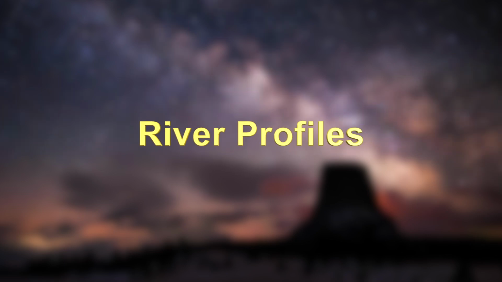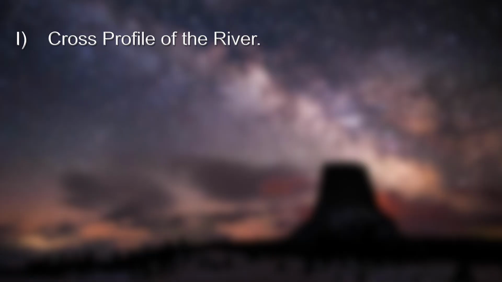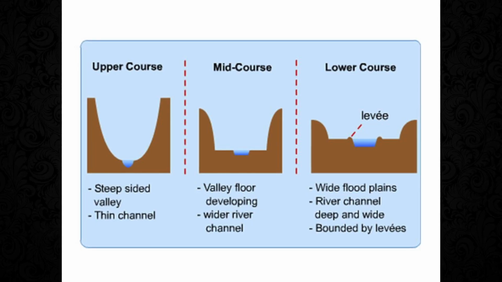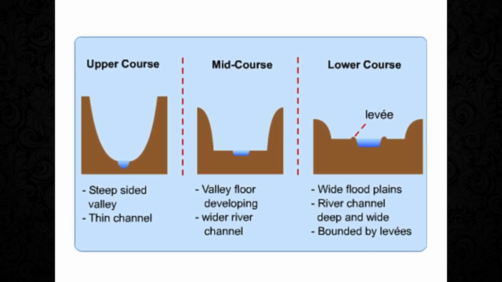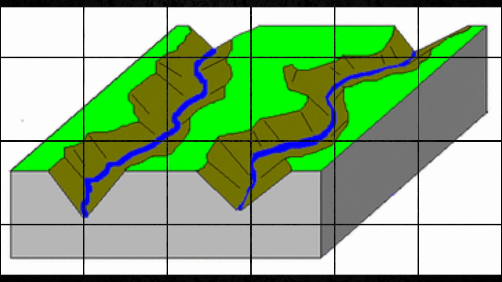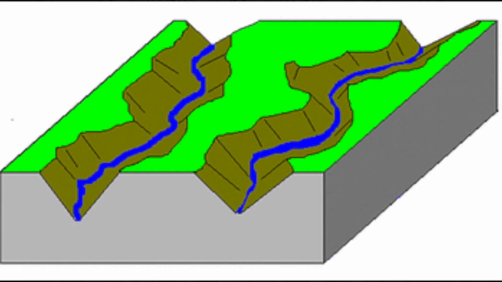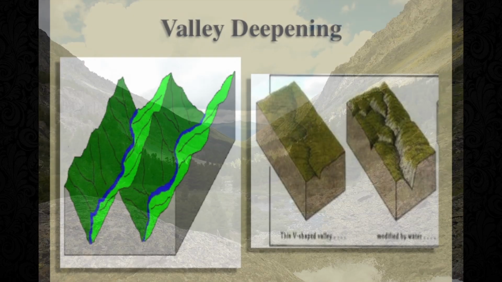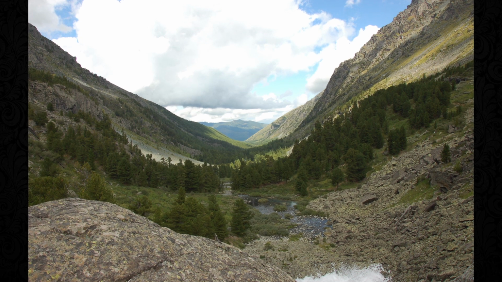River profiles. The development of the river valley may be examined under two heads: 1. Cross profile of the river and 2. Longitudinal profile of the river. The bank-to-bank profile across the width of the river is known as the cross profile of the river. It gives an idea about the varying width and depth of the valley. The processes involved in the development of the valley, like valley deepening and valley widening, can be explained in the cross profile of the river.